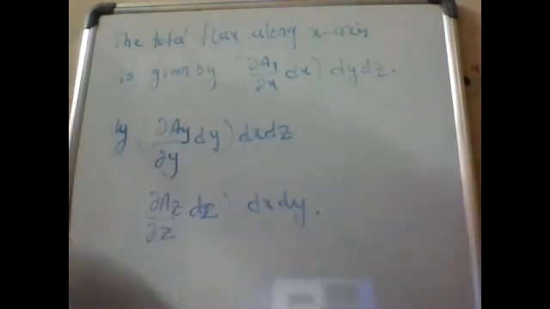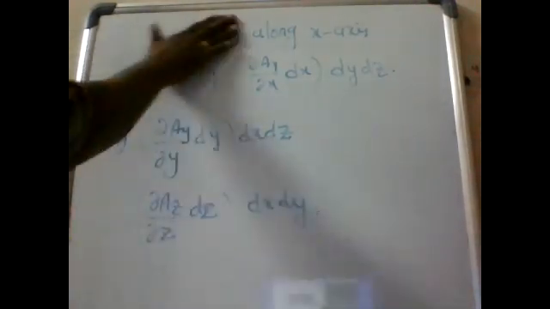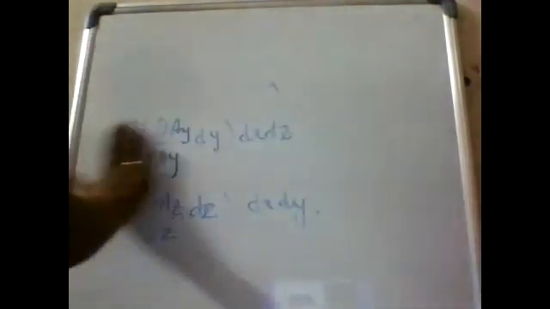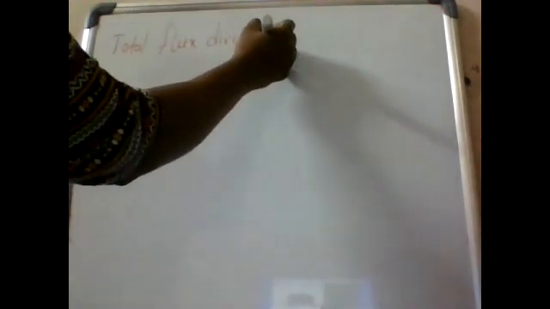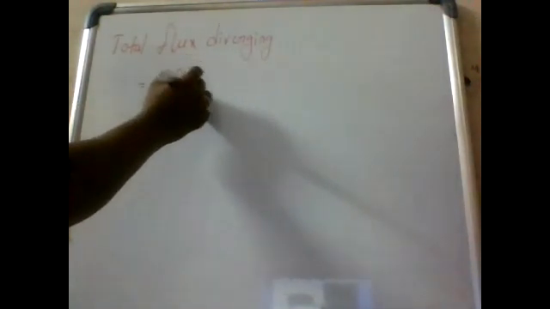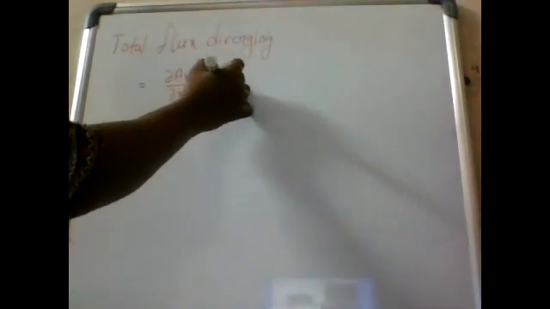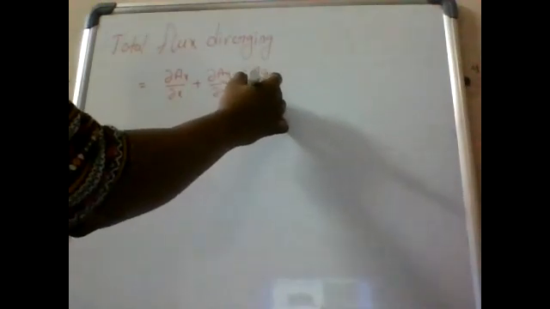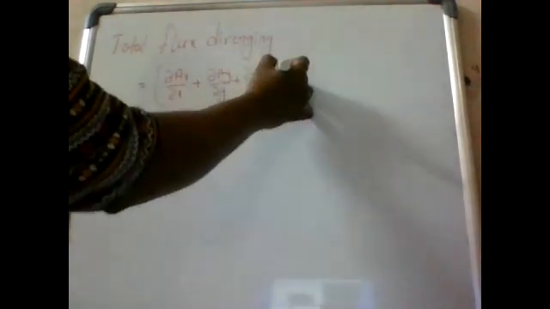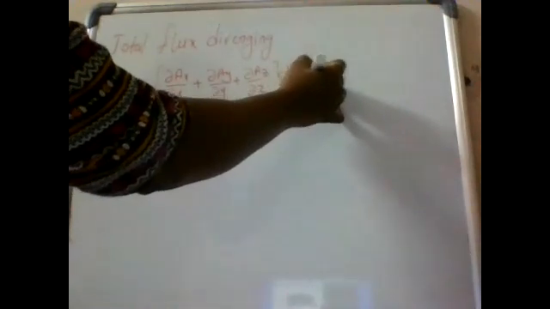Next, total flux diverging is equal to dou A suffix x by dou x plus dou A suffix y by dou y plus dou A suffix z by dou z, into dx dy dz.